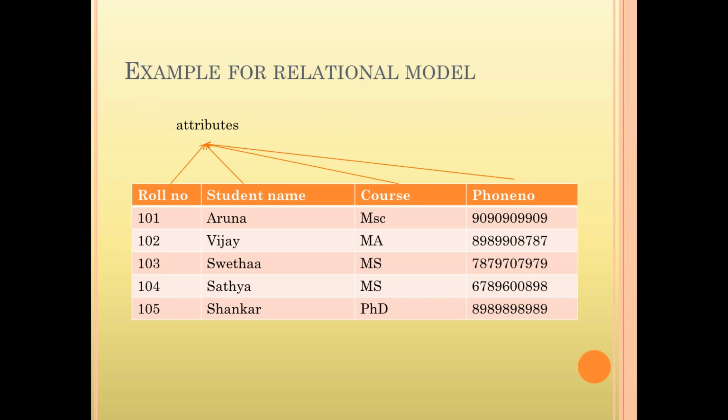So this is one example of a relation. We call this a table, but this is a relation. This is one attribute, we call it roll number. The second attribute, that is the second column, we call student name. The third column, that is the third attribute, we call course. Then the fourth column, this fourth attribute, we call phone number.